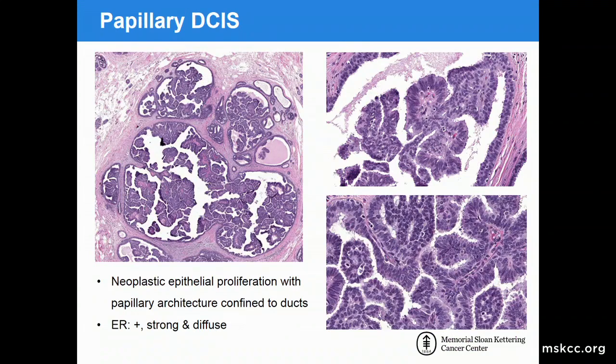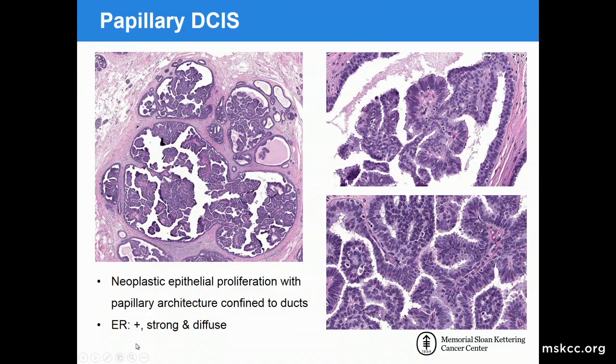In contrast, papillary DCIS shows a neoplastic epithelial proliferation with papillary architecture that is confined to the ducts. You can see on higher power here this slender filiform fibrovascular stalk that shows some branching, lined by this single cell type. You can also focally see areas that show a cribriform architecture or maybe even a micropapillary architecture. Generally, the nuclei are either of low to intermediate nuclear grade, and ER-IHC will show positive staining that is strong and diffuse.